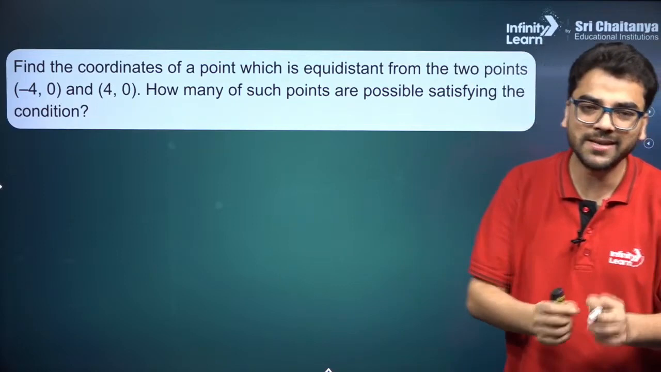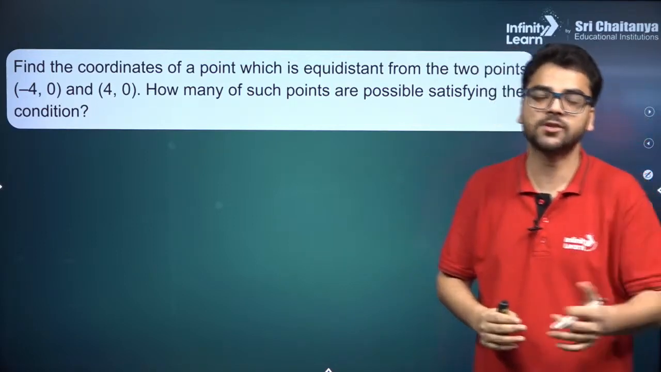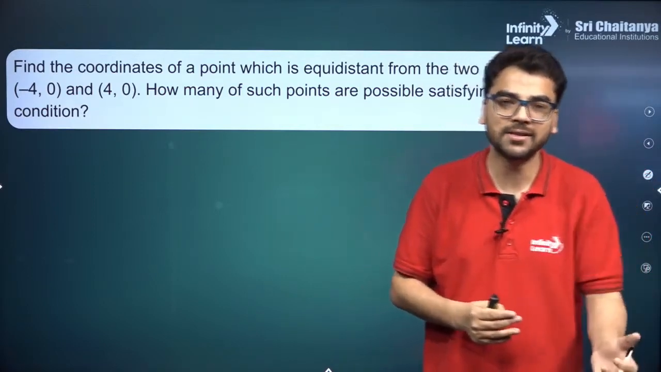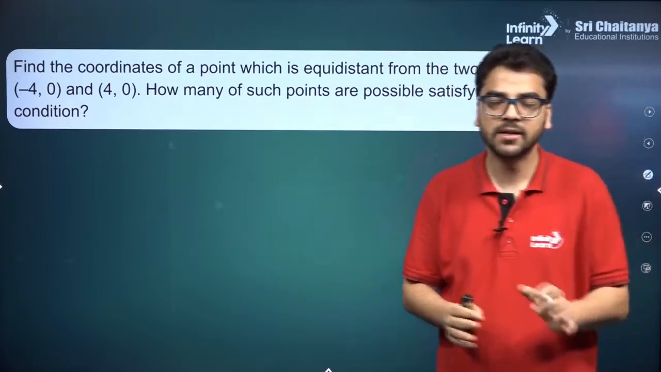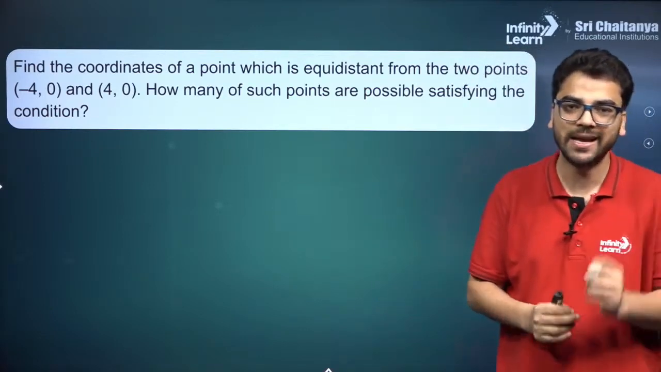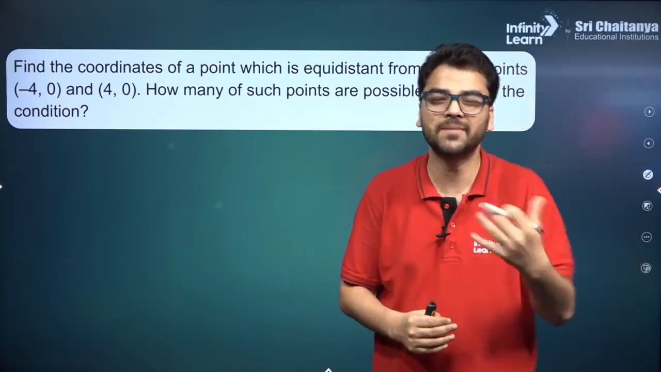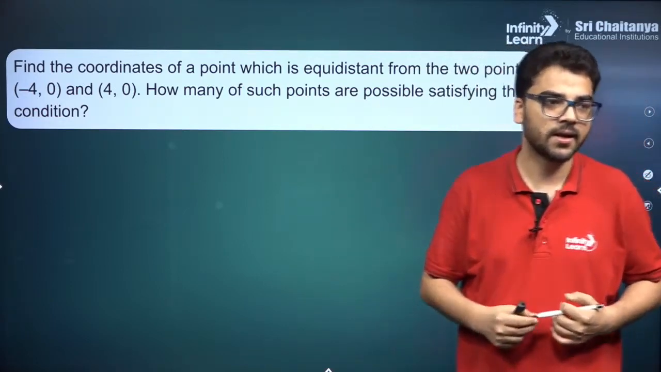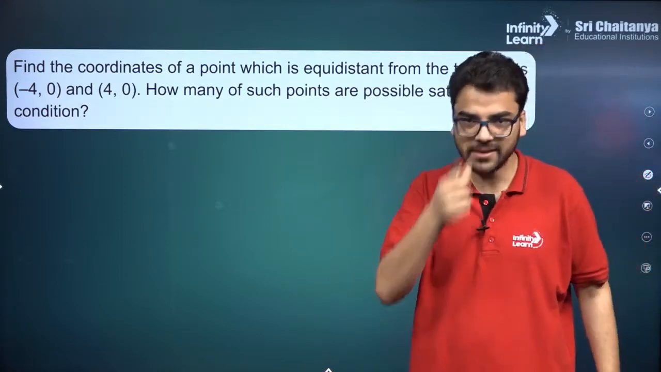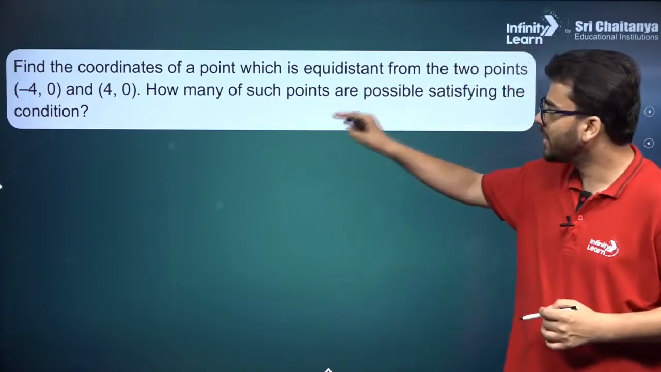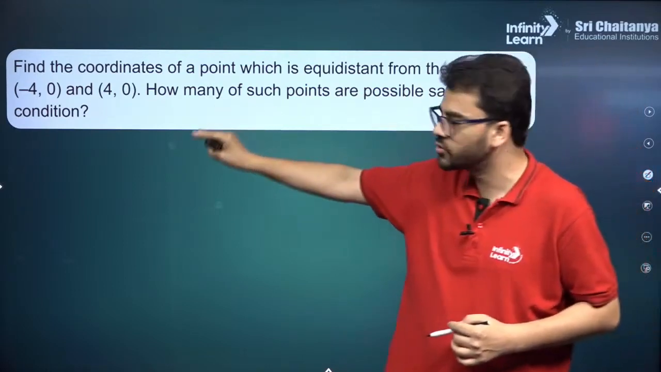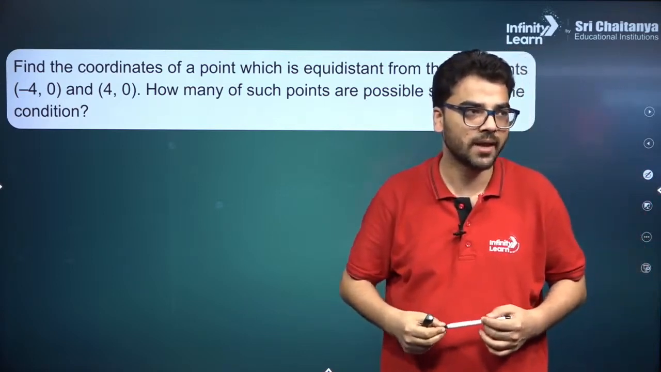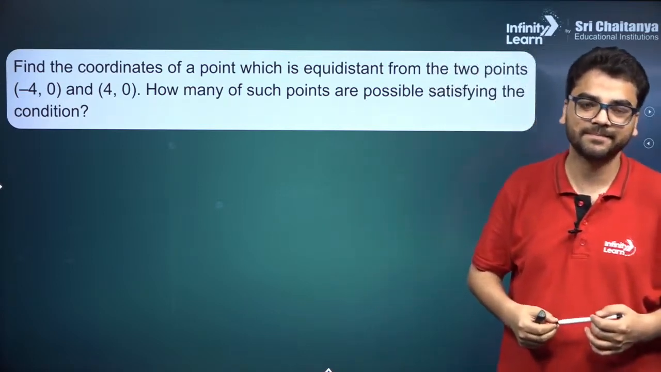In the previous session we have already done the basics of coordinate geometry like abscissa, ordinate, the coordinate axis, the various quadrants, the 4 quadrants obviously. In this session we'll be doing something extra which is not normally in your CBSE grade 9 syllabus. So can you try doing this question and let me know the answer? Find the coordinates of a point which is equidistant from these 2 points. How many such points are possible satisfying the condition? Can you tell me the answer, guys?